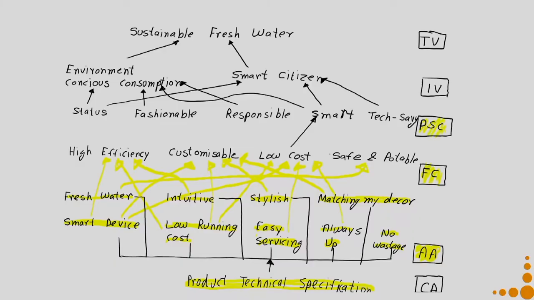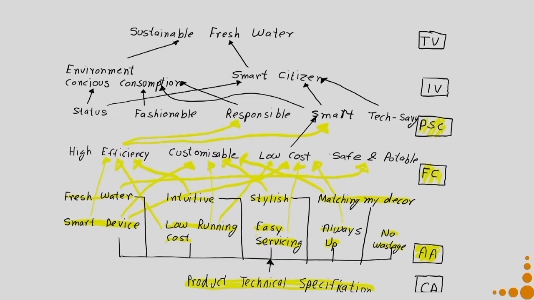Now let's try to connect the functional consequences with psychosocial consequences. So if I take high efficiency, is high efficiency connected to smartness? I say high efficiency is connected to smartness. Now I go back. I have connected high efficient to smart device. Okay, that works with smartness. Good. I have combined high efficiency with low running cost. So low running cost, high efficiency and smart. Do they make sense? Or low running cost, which leads to high efficiency, makes sense to connect it to responsible behavior? Or is it low running cost, high efficiency, is it connected to status?